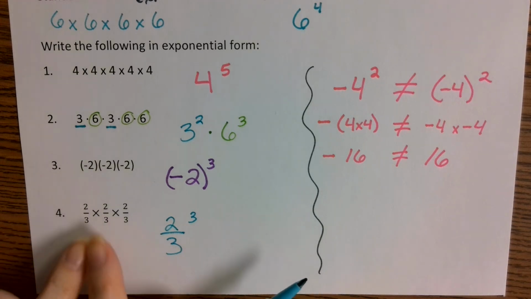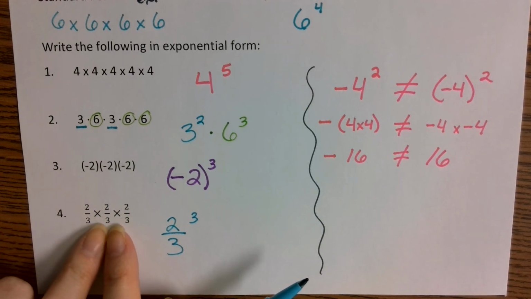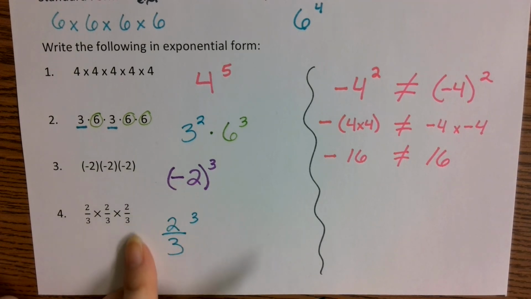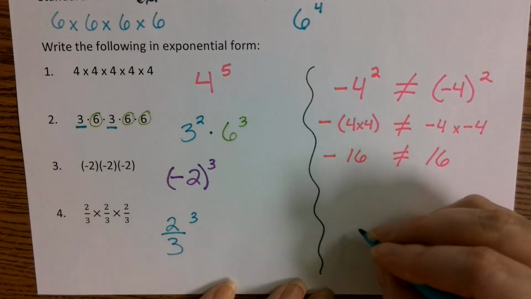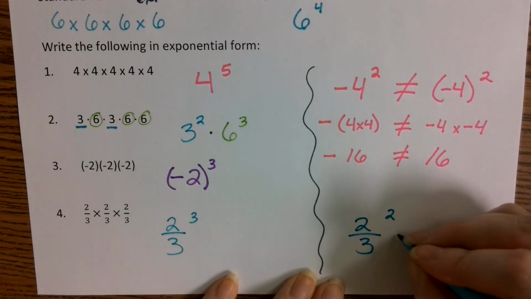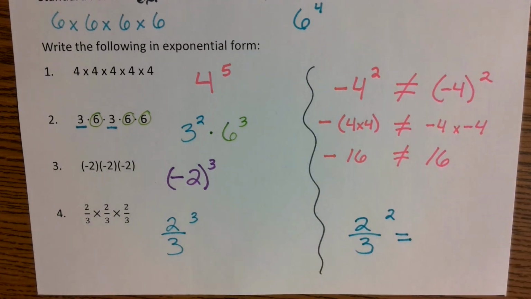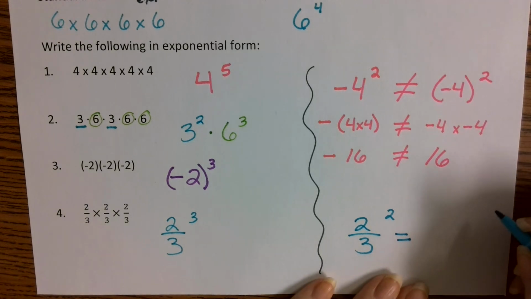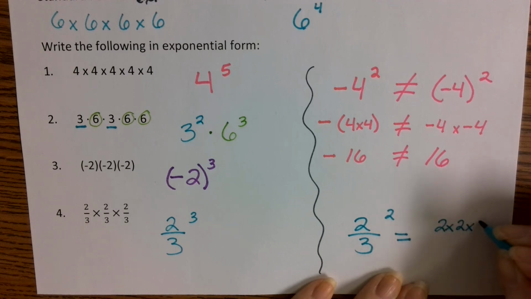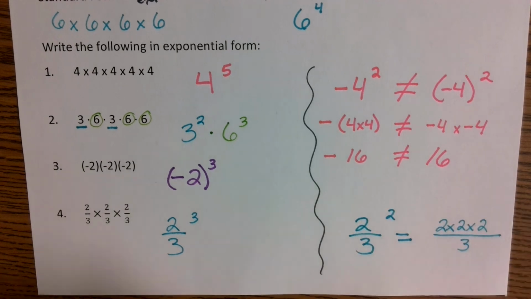Parentheses. Because again, 2/3 times 2/3 times 2/3. What do you think this is going to look like if I were to put it in expanded form? If I were to just put it like this, what do you think in expanded form that would look like? Alex? In expanded form would be 2 times 2 times 2 over 3. That's what that would look like.